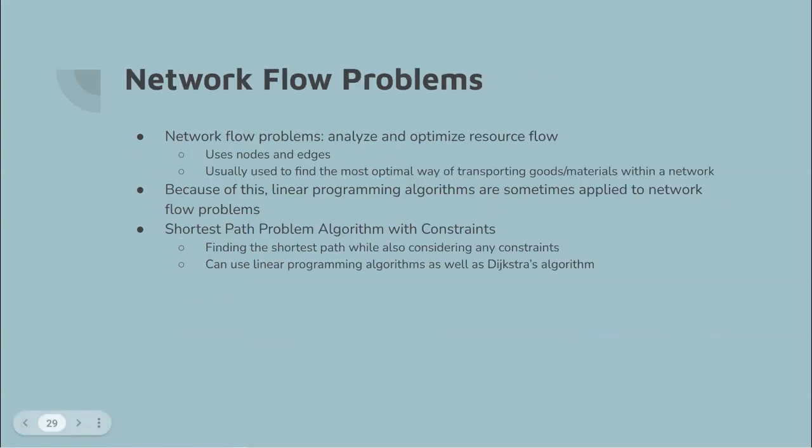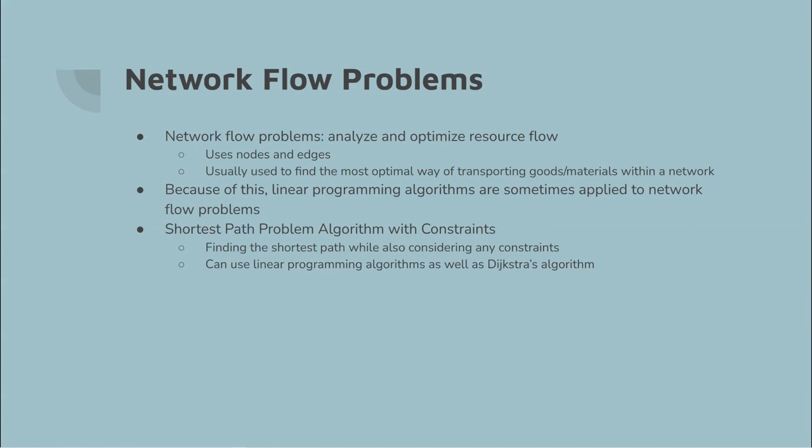So moving on, we'll be talking about linear programming along with network flow problems. Network flow problems are used to analyze and optimize resource flow. The network is usually represented by nodes and edges. It can also be used to determine the most efficient way to transport things, such as goods, commodities, or information, or anything else, basically from one point to another within a network, while also considering any constraints.